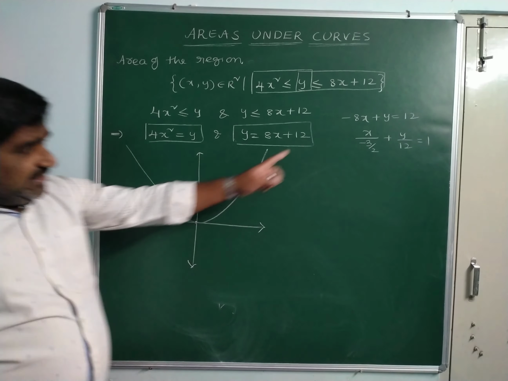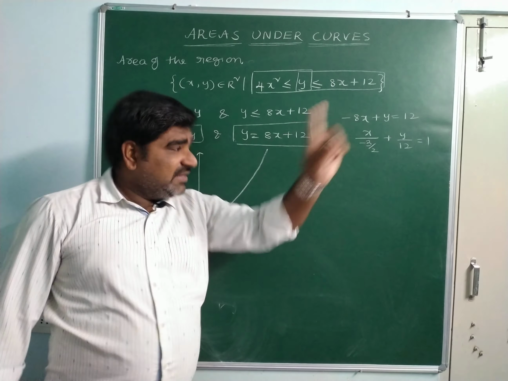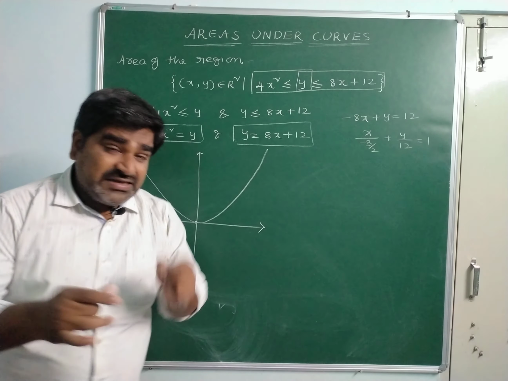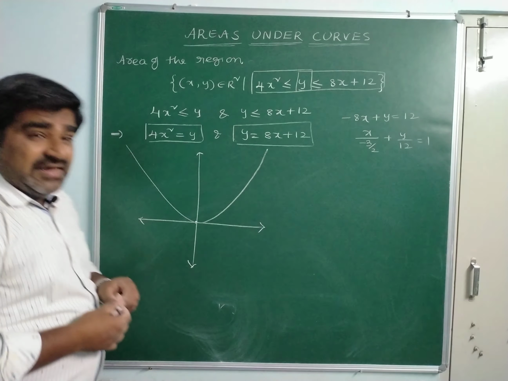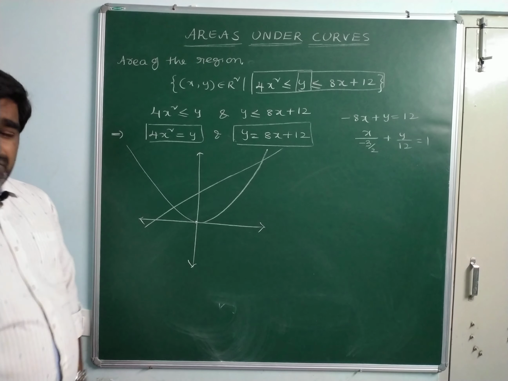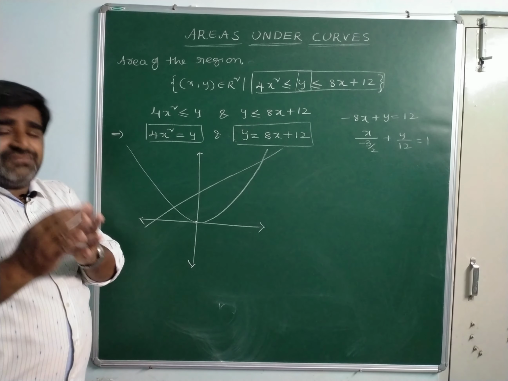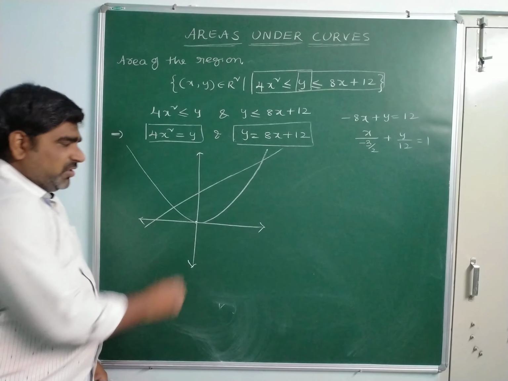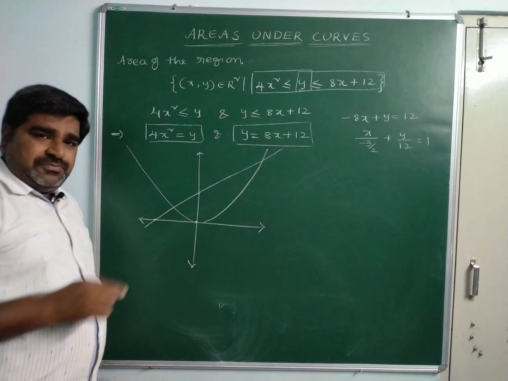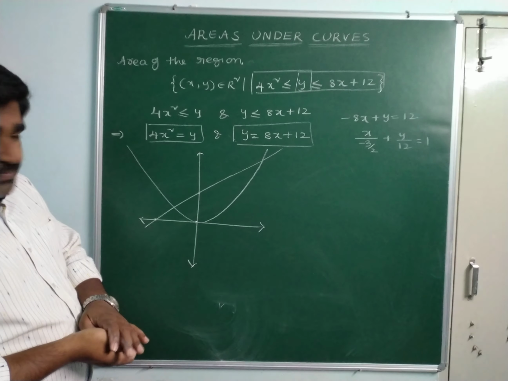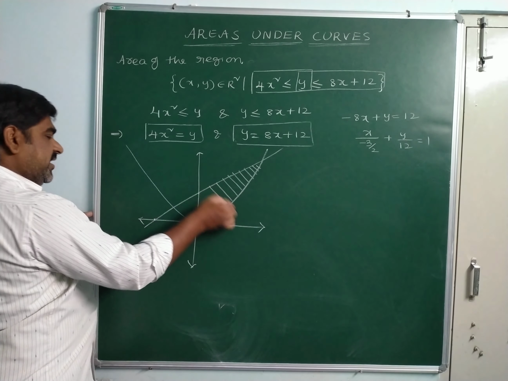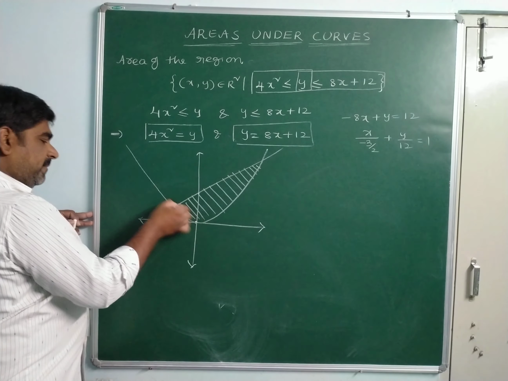So that means here it is of the form x by a plus y by b equal to 1. That means the line intersects the x-axis at minus 3 by 2, 0 and the y-axis at 0, 12. So that line may be like this. No need to write the exact graph. It is enough to write the rough graph. So this is 0, 12. This is minus 3 by 2, 0. Okay. So now this is the region bounded between the two curves.